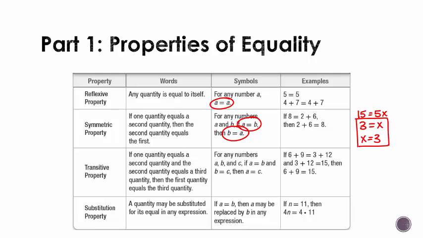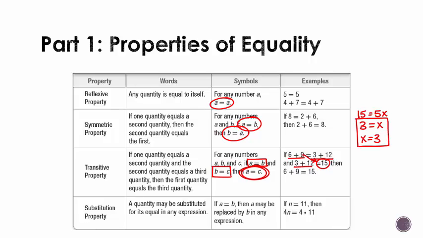The transitive property is also an important one that says if one quantity equals a second quantity and the second quantity equals a third quantity, then the first quantity equals the third. So let's say you know A equals B and that B equals C. You can skip this whole B part and just say that A and C are equal. Here's an example with numbers: 6 plus 9 equals 3 plus 12, and 3 plus 12 equals 15. Then you know 6 plus 9 also has to equal 15.